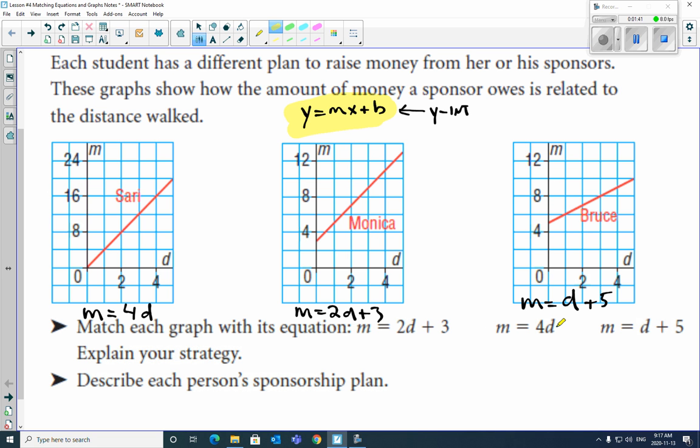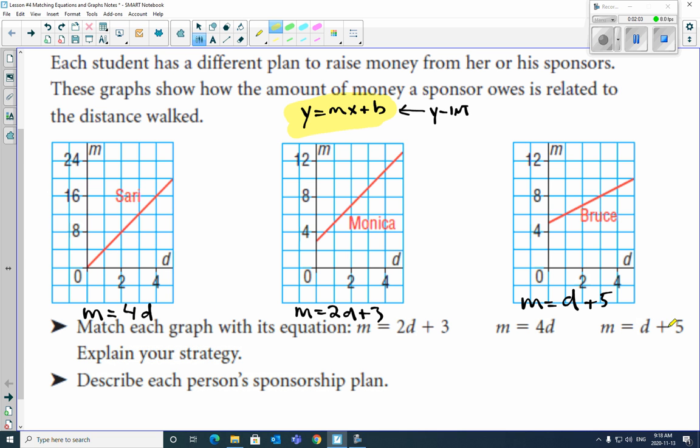What about this m equals 4d? Well, there's no number out here, so there's a 0 out there, so we know it starts at the origin. So this one has to be Sari's. And the slope in this case would be 4, so up 4 over 1, up 4 over 1. You've got to be careful. You've got to look at the scale on the side. See how it's different over here compared to the other 2? So Sari would be the m equals 4d.